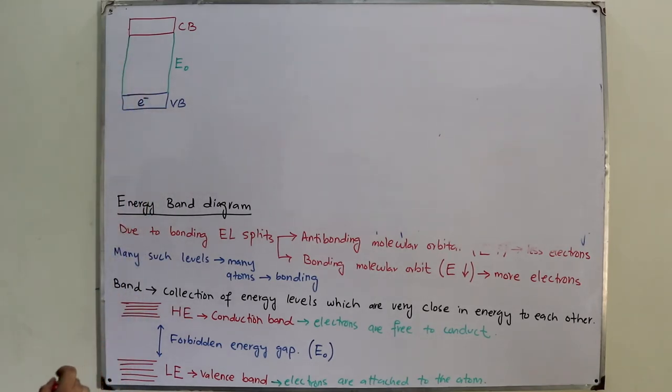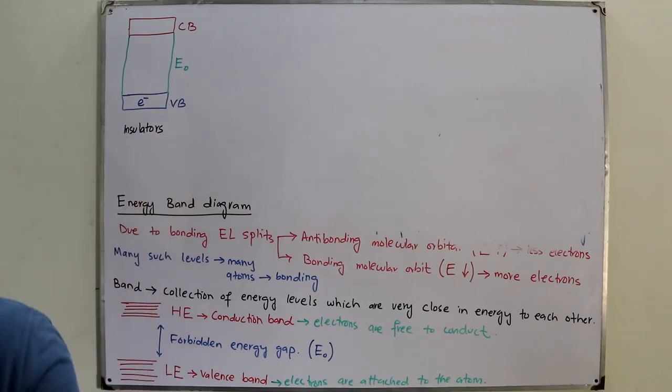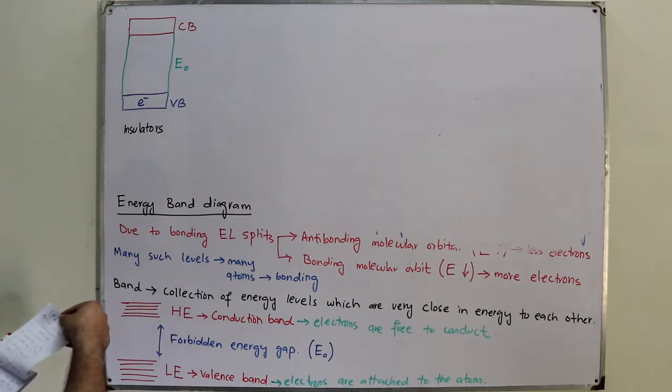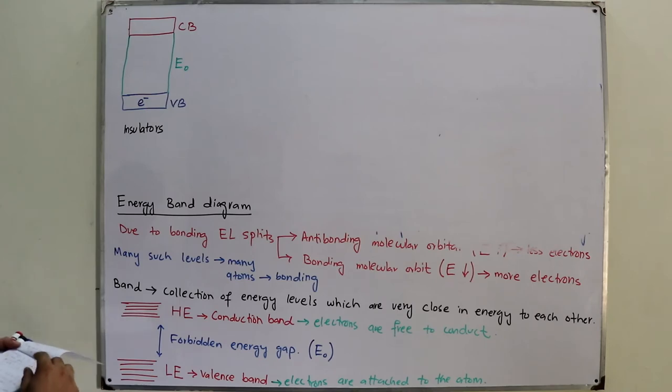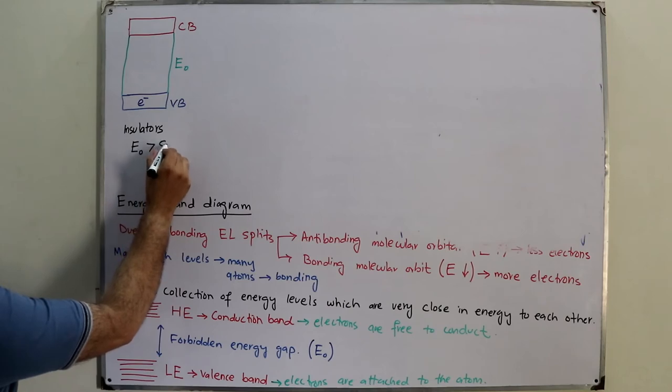So this is a very high energy. There is a greater gap in between the two. So such sort of materials are called insulators. This is the characteristic of an insulator. So band gap is high, more energy is required to transfer electrons. This energy is about 6 electron volts. It's greater than 5 electron volts. So for insulators, your E naught is greater than 5 electron volts.